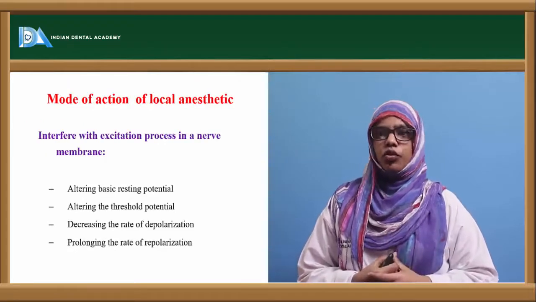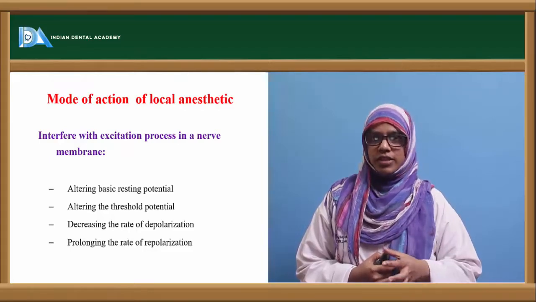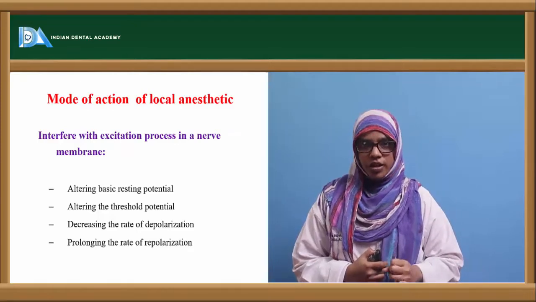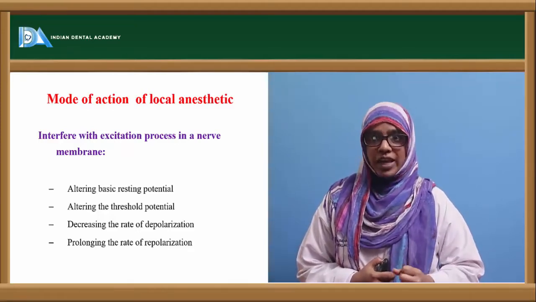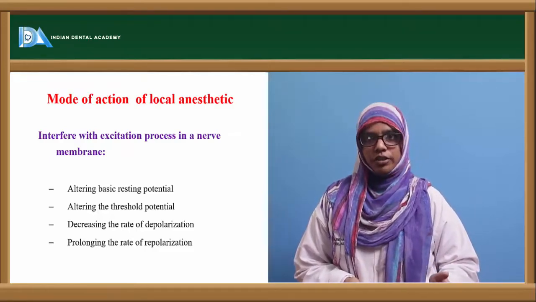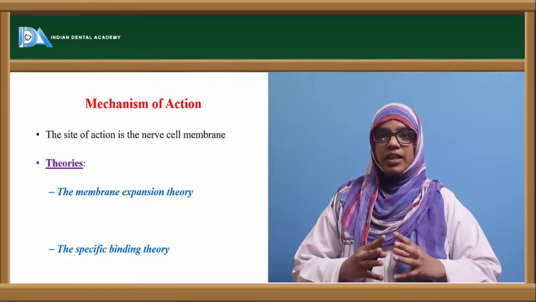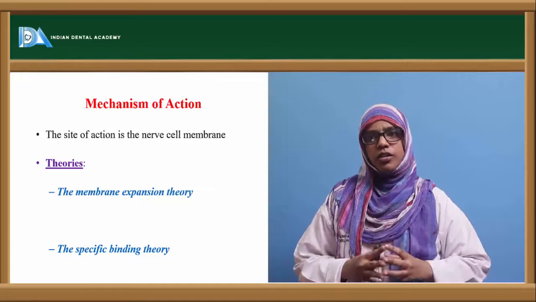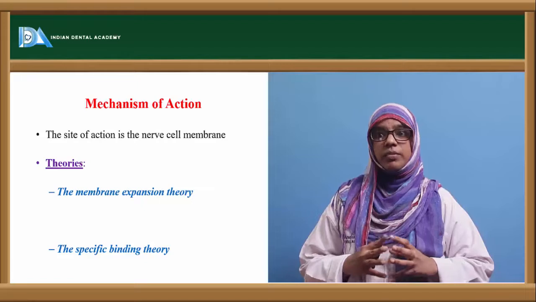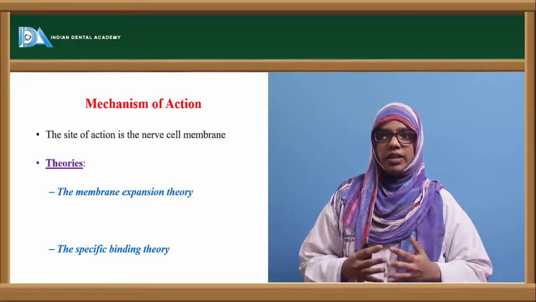Let's move on to the mode of action of local anesthetics. It basically interferes with the excitation process in the nerve membrane by altering the basic resting potential, altering the threshold potential, decreasing the rate of depolarization, and prolonging the rate of repolarization. Now, the site of action is the nerve cell membrane. There are two theories put forward to explain the mechanism of action. First is the membrane expansion theory and the other is the specific receptor binding theory.